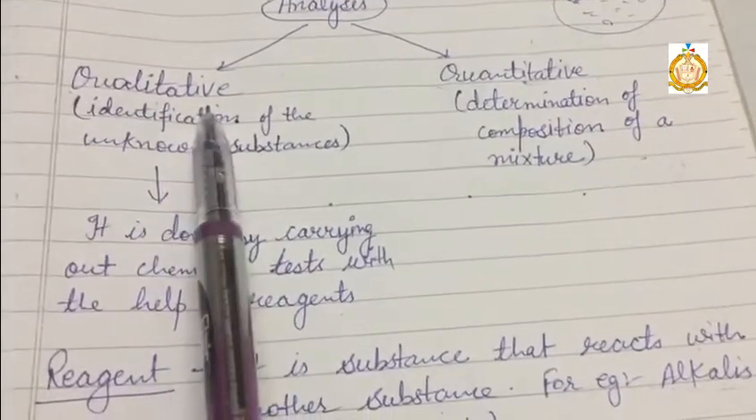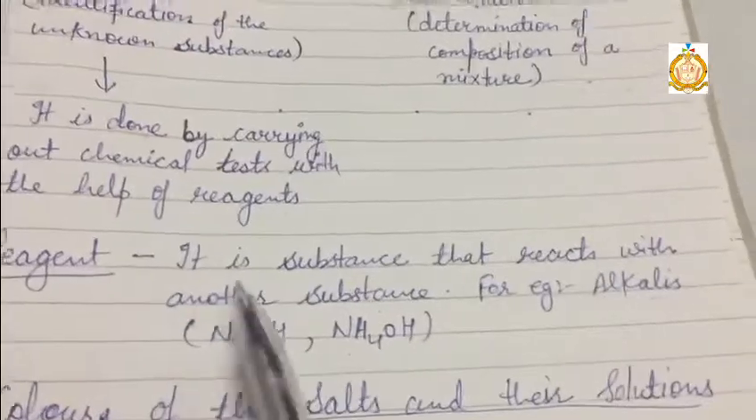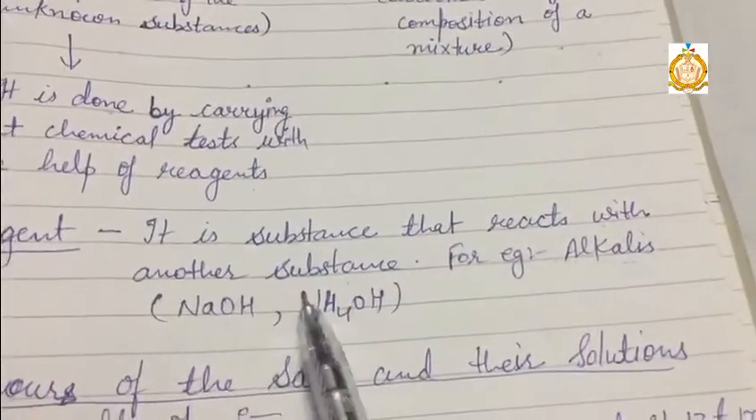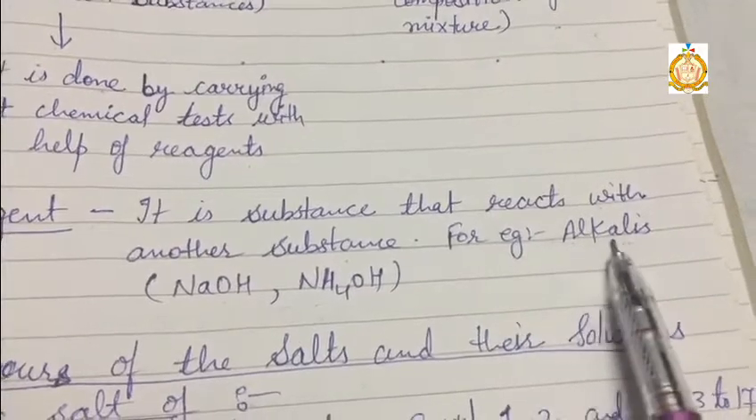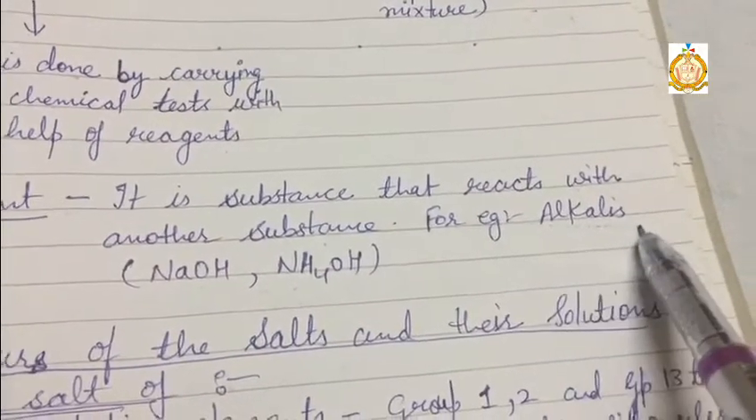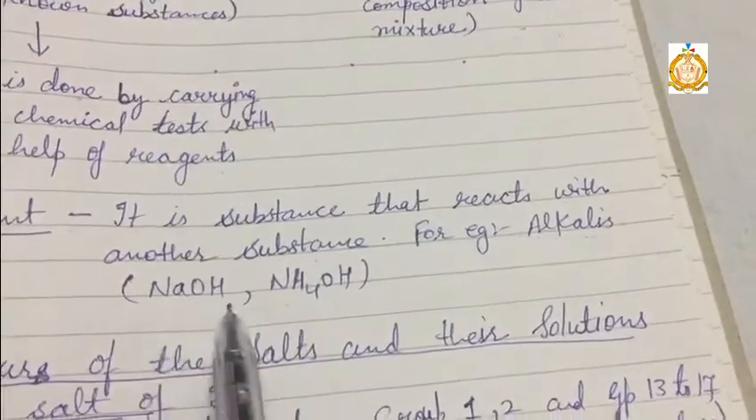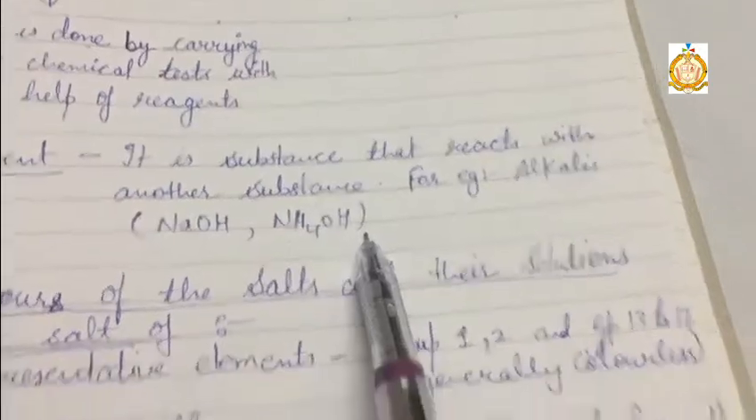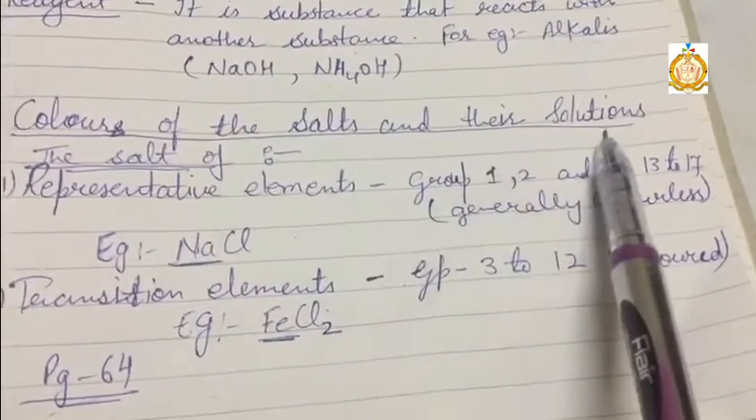Qualitative analysis is done by using a reagent. A reagent is a substance that reacts with another substance. In this chapter we will learn only the examples of alkalis. We will use two alkalis, sodium hydroxide and ammonium hydroxide. Next thing is the color of the salts and their solutions.